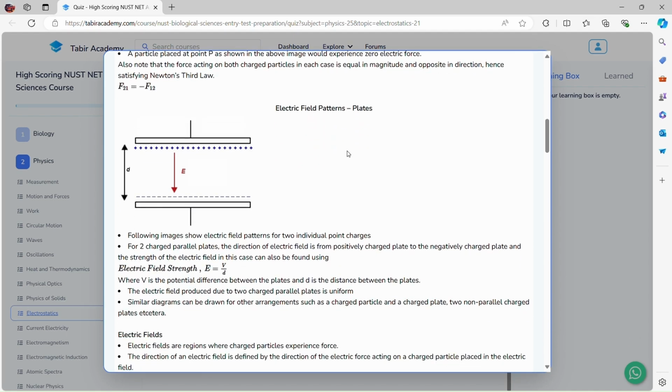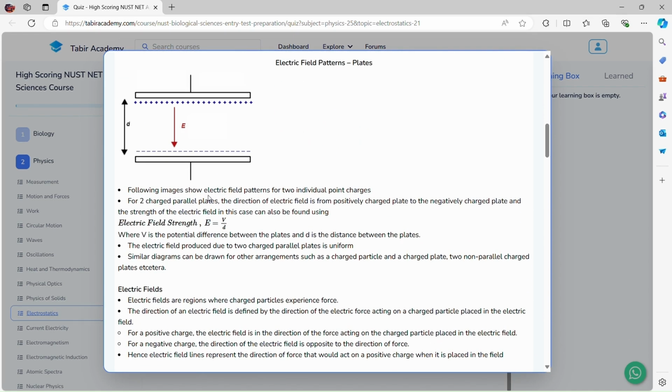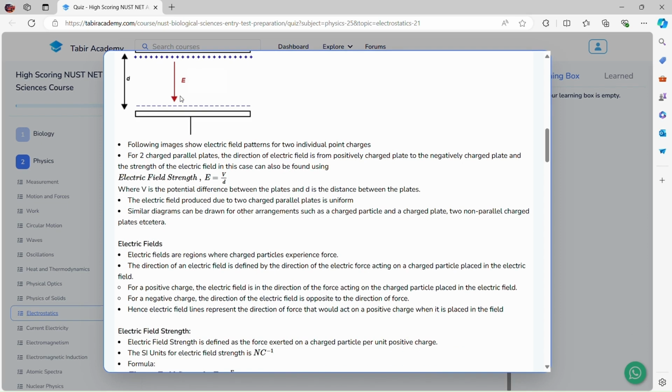Electric field patterns for plates. Following images show electric field patterns for two individual point charges. For two charged parallel plates, the direction of the electric field is from the positively charged plate to the negatively charged plate. The strength of the electric field in this case can also be found using E equals V over D, where V is the potential difference between the plates and D is the distance between the plates. V is your voltage, and E is the field, with direction from positive to negative, usually with equal gaps between field lines.